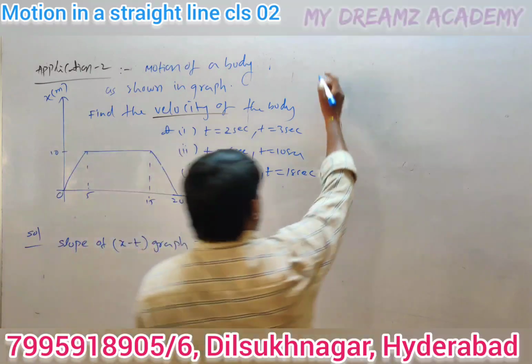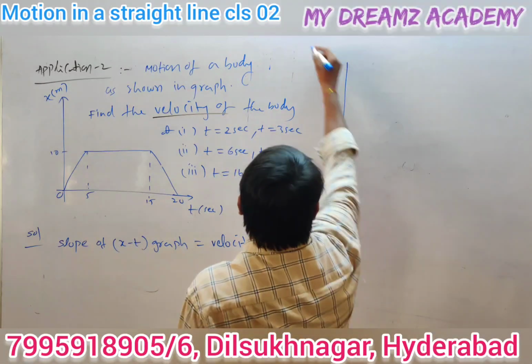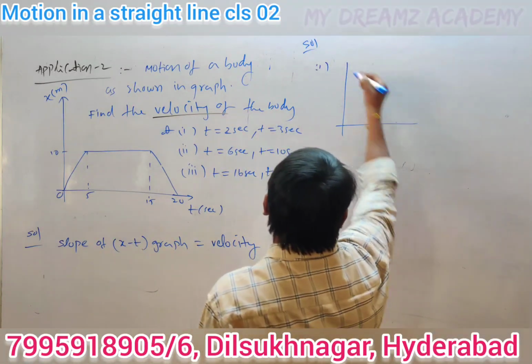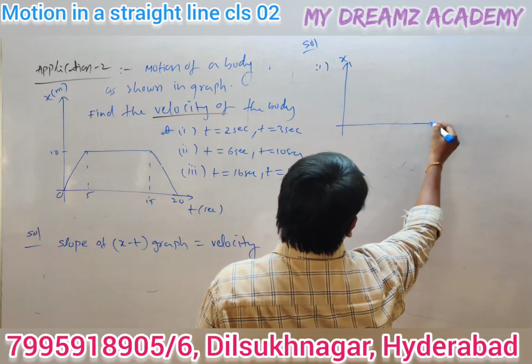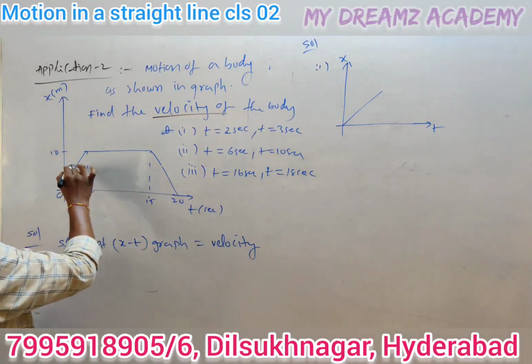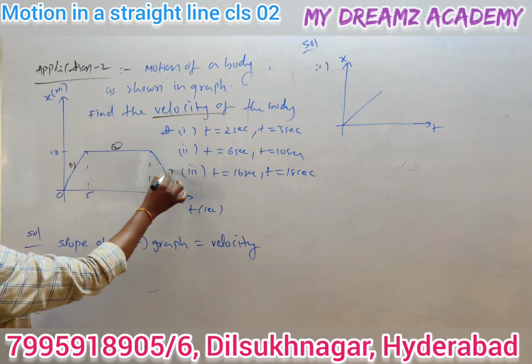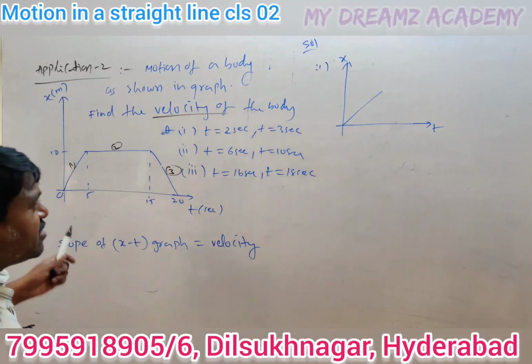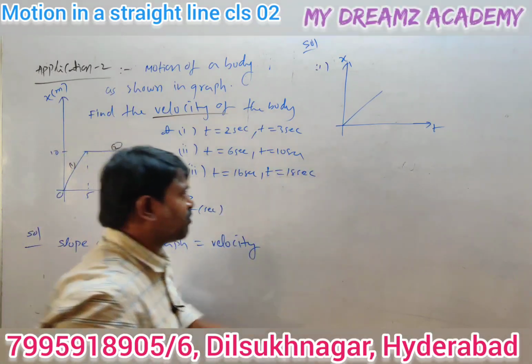So what is the first one? Solution: the x-t graph, where x means displacement and t is the time. Now consider the first part of this graph, this is the second part, and this is the third part of the graph. Now consider the first part.